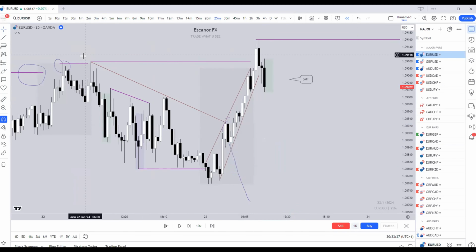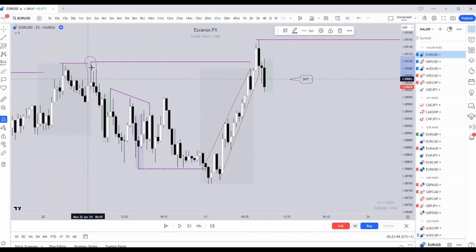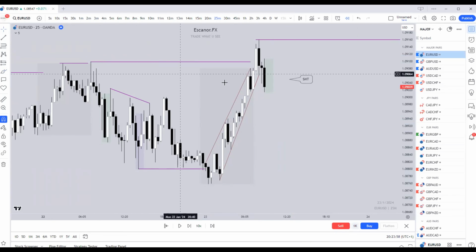What does this high represent? Tell me what this high represents. If anyone in the chat can tell me what this high here represents? This specific one here. The previous day high. Again, this is the previous day high. So now, before taking the previous day high, let's see what we generated with this whole move here. Let me draw it with this tool.